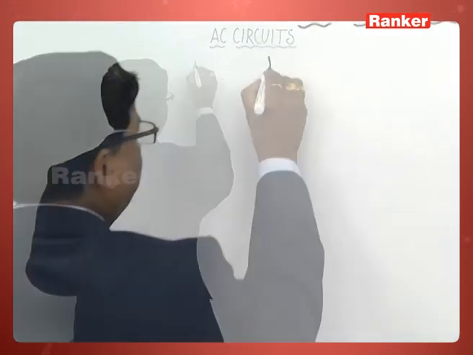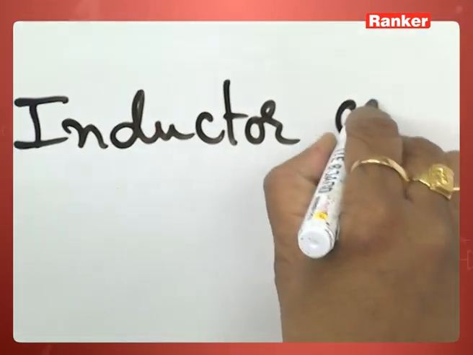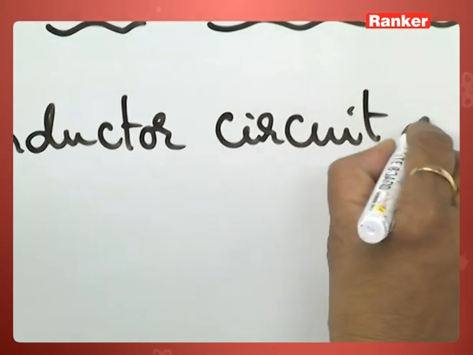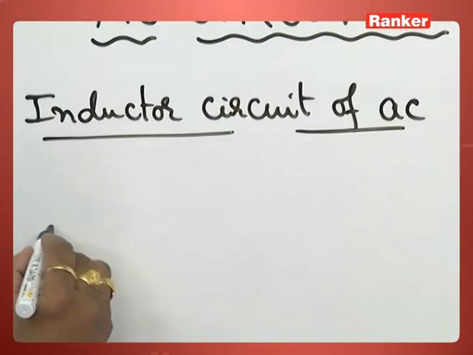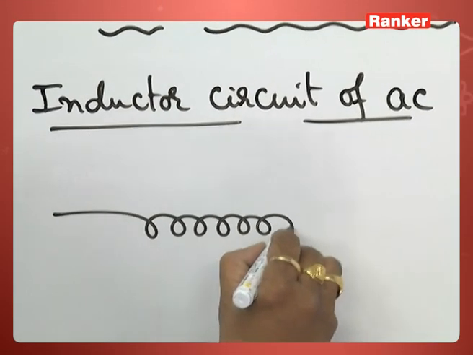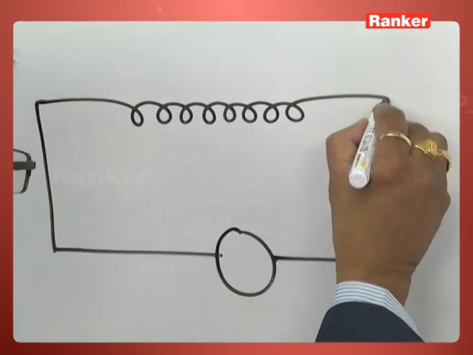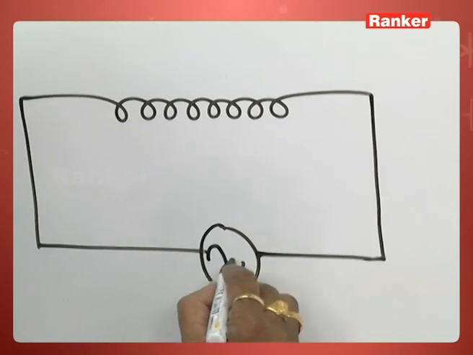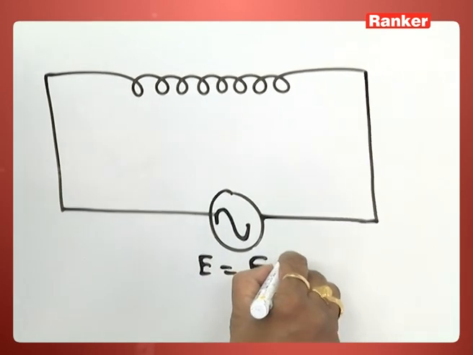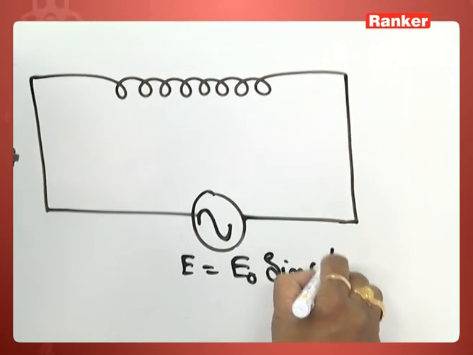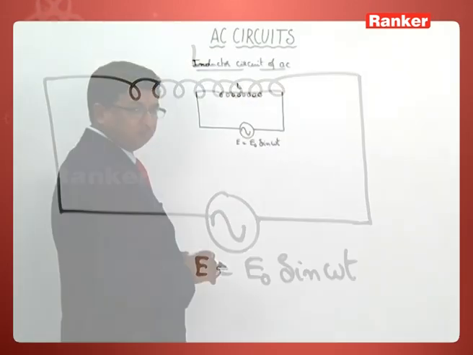Inductor circuit of AC. Let us consider here an inductance coil, which now is connected across a source of alternating EMF, E is equal to E naught sin omega t. This of course we represent it by L.